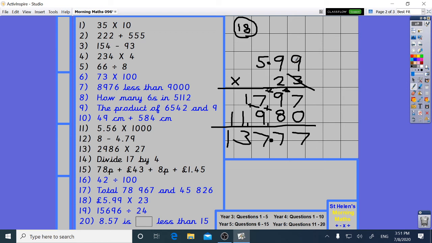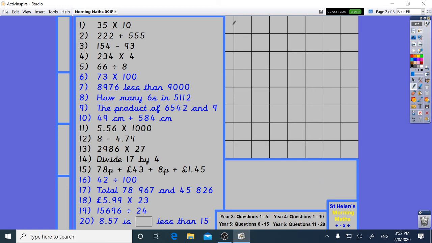Just going to check my times tables. Looks okay to me. £137. Is it pounds? Yeah, £137.77. We're on question 19. Right, long division. Well, with what many of our teachers call key facts chart, which is the 24 times table.